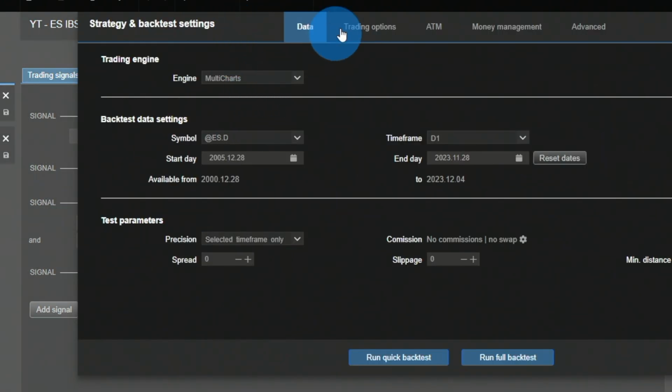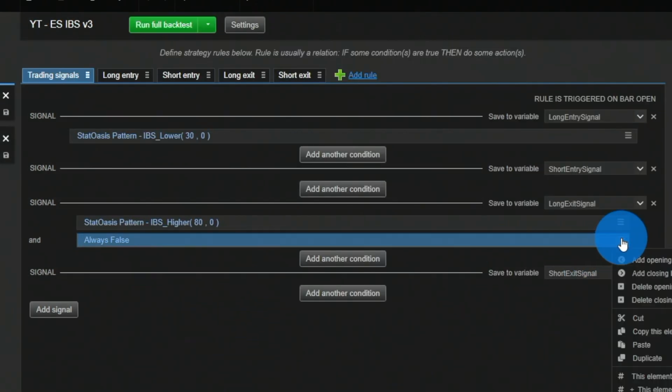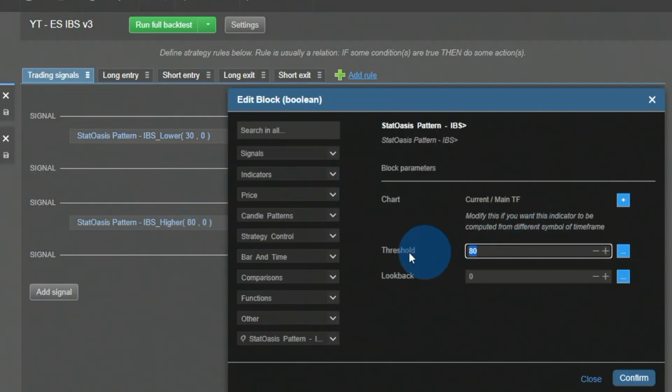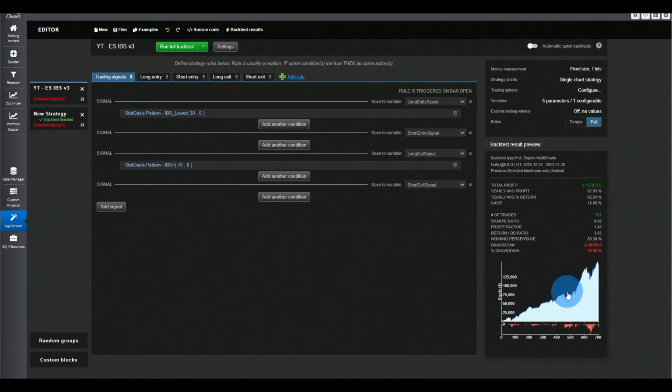So first, let me pick now the exit. So now I will switch the end of day, and I will turn on the exit. So now the exit is when the IBS is higher than a number. And in this case, it's 80. So let's start with 70 because this is 30. And again, you can see it's working. And we can keep changing these up and down to find out that there is a raw edge, there is a stable pattern.